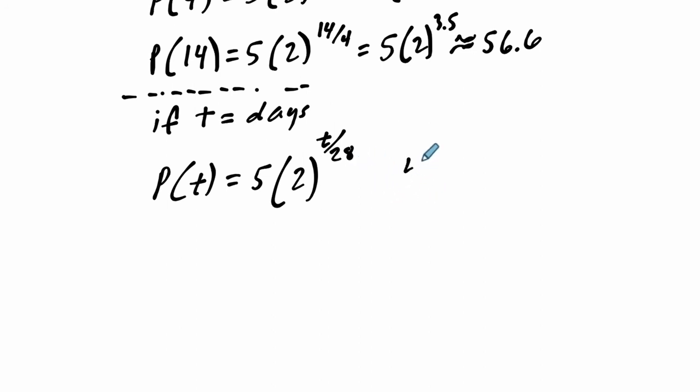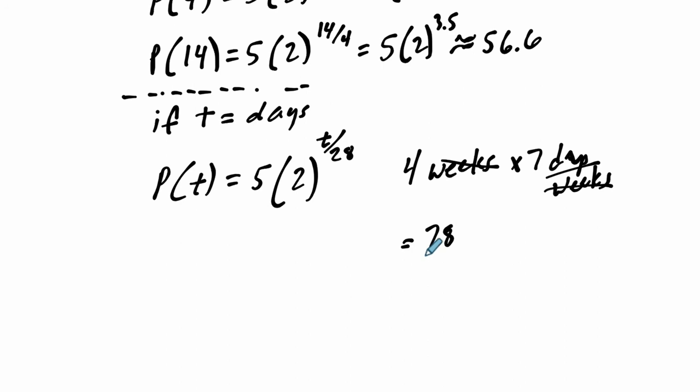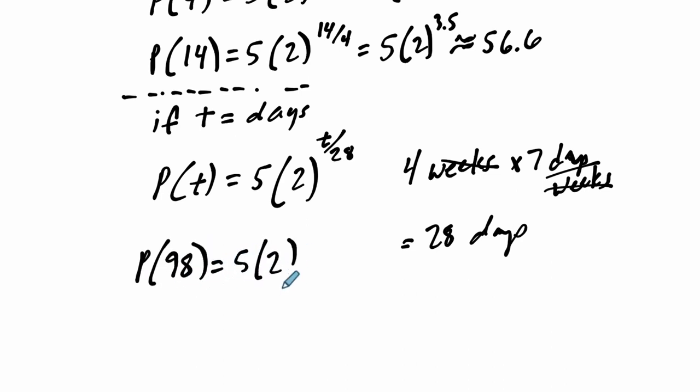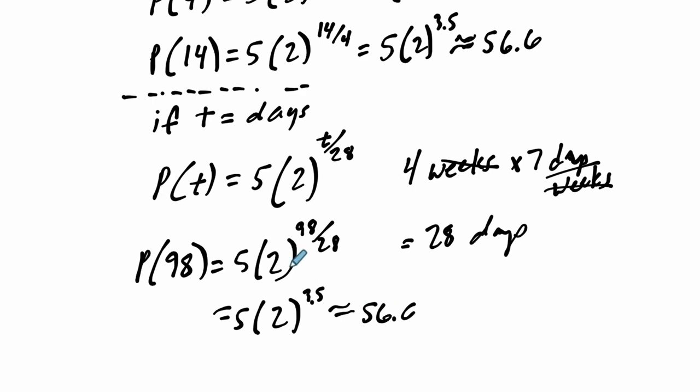That comes from the fact that 4 weeks times 7 days per week is, well, weeks cancel, that's 28 days, right? So this is in terms of days. And then if you were to plug in 98 into this function right here, you get 5 times 2 to the 98 over 28, because 98 is days, and that's still 5 times 2 to the 3.5, which is still about 56.6.